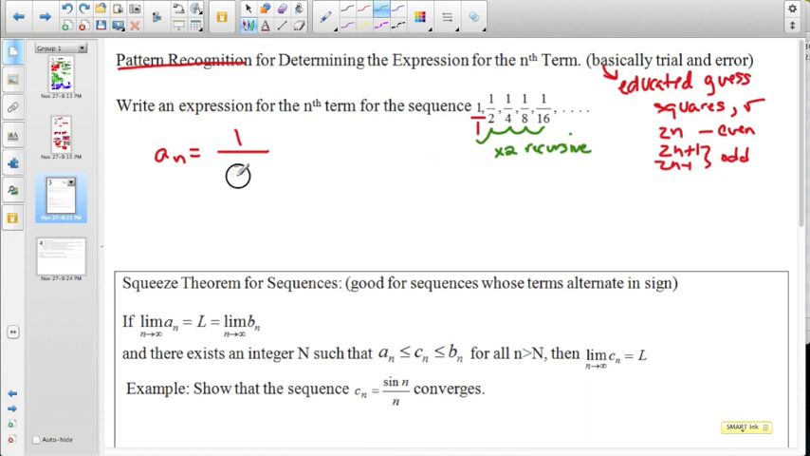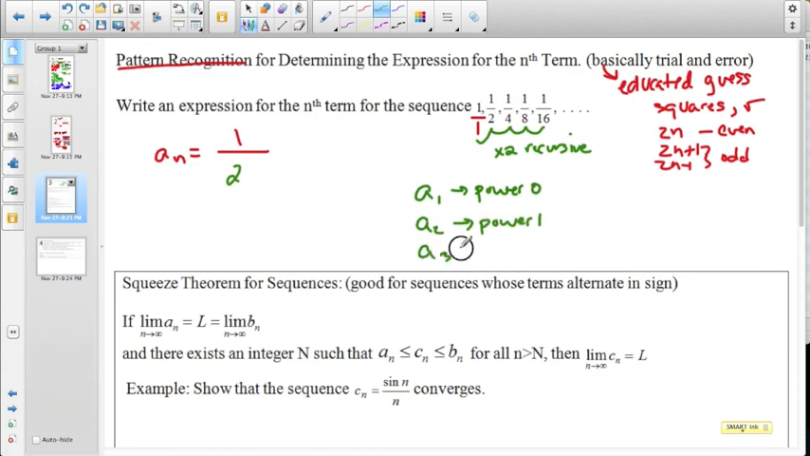So we know we have 2 to a power, and for the first term, the a sub 1 term, the power needs to be 0. 2 to the 0 is 1. For the a sub 2 term, the power needs to be 1.